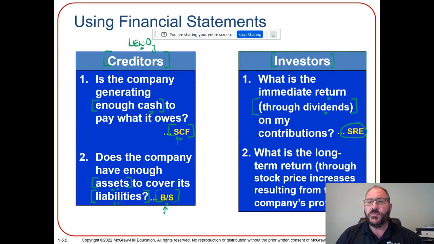So what is the immediate return through dividends on my contributions? Statement of retained earnings. Remember, that shows you how much money the company retained, okay? So if you want to see what was paid with dividends, that's where you'd find out.